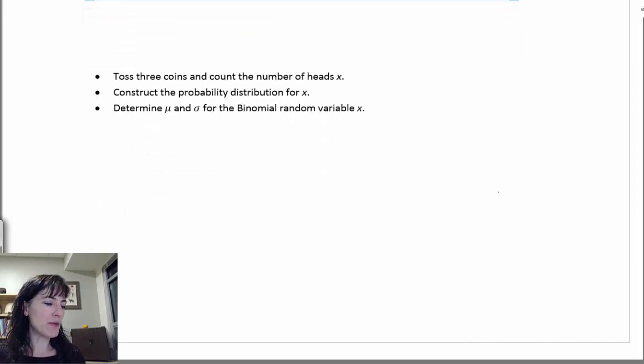So here we have toss 3 coins, count the number of heads x. Construct the probability distribution for x. Determine mu and sigma for the binomial random variable x. So x is defined to be the number of heads. So x is the number of heads. And n, we're tossing 3 coins, so n is 3.